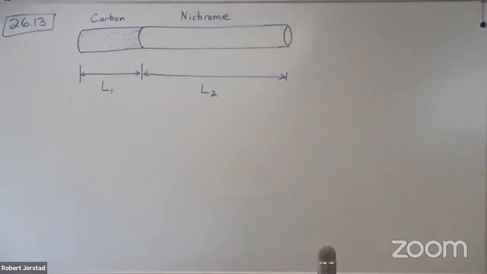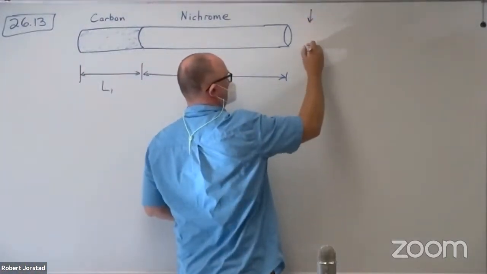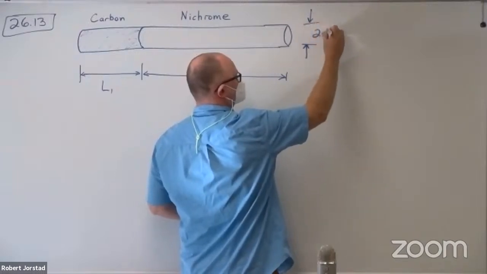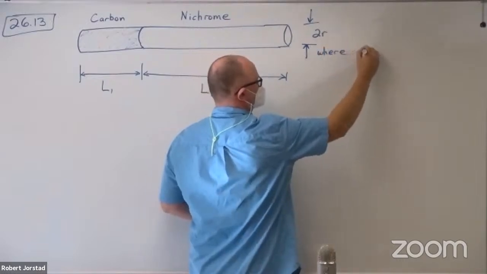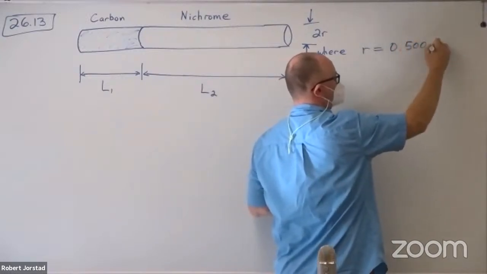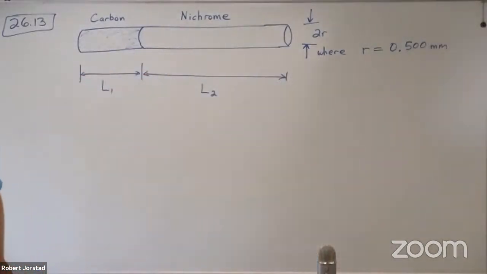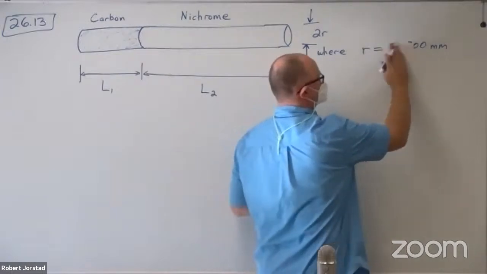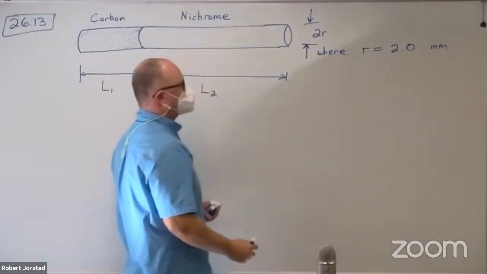And then what else are we told? The resistivities of each and the temperature coefficients of each and the radius. So I'm going to specify the radius like this, where R is equal to, what was it, 0.500 millimeter? 2.0 millimeters for each. Oh, 2.0. Okay. I must be thinking of a filament problem or something. Okay, 2.0 millimeters. Got it.